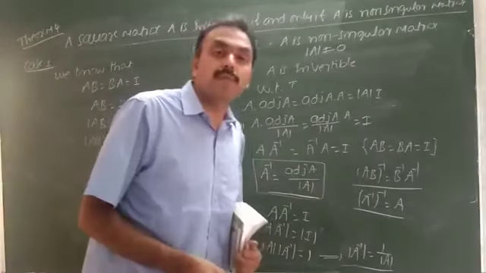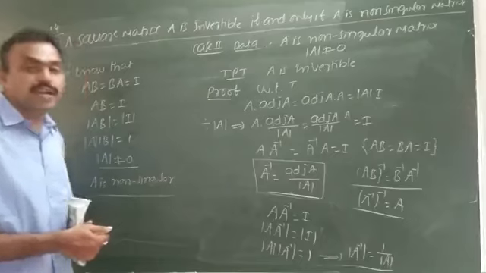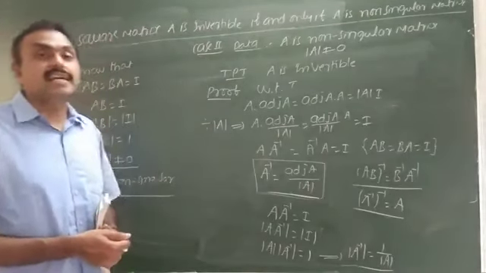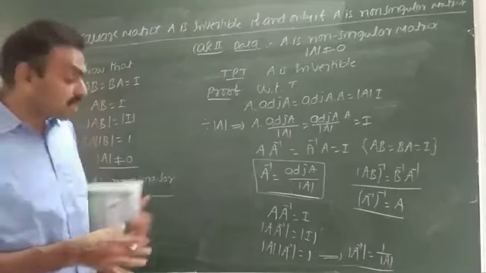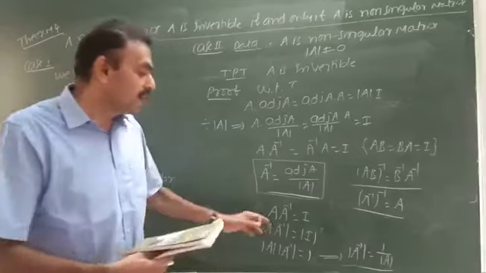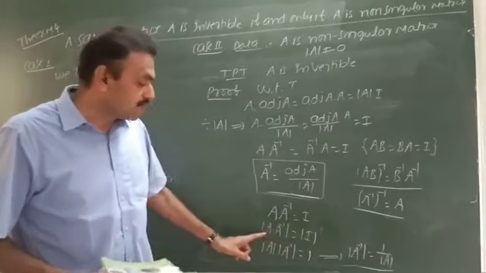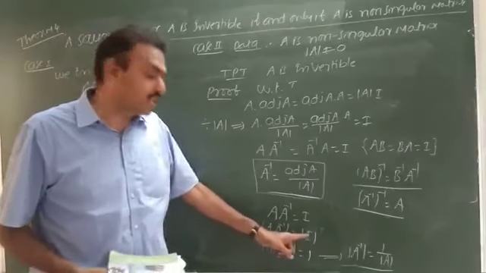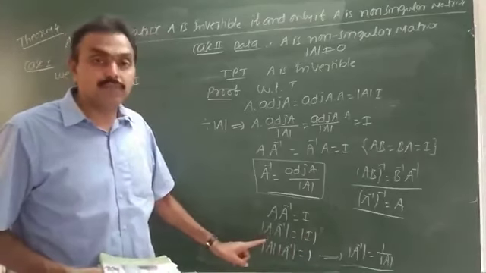This is one of the important properties. It has been asked in the board examination once for 1 mark. If A is a square matrix of order 2, then what is determinant of A inverse? That's what was asked. So this is the proof. A into A inverse is I. If you take the determinant on both sides, determinant of A into A inverse is equal to determinant I. So we can use this property.